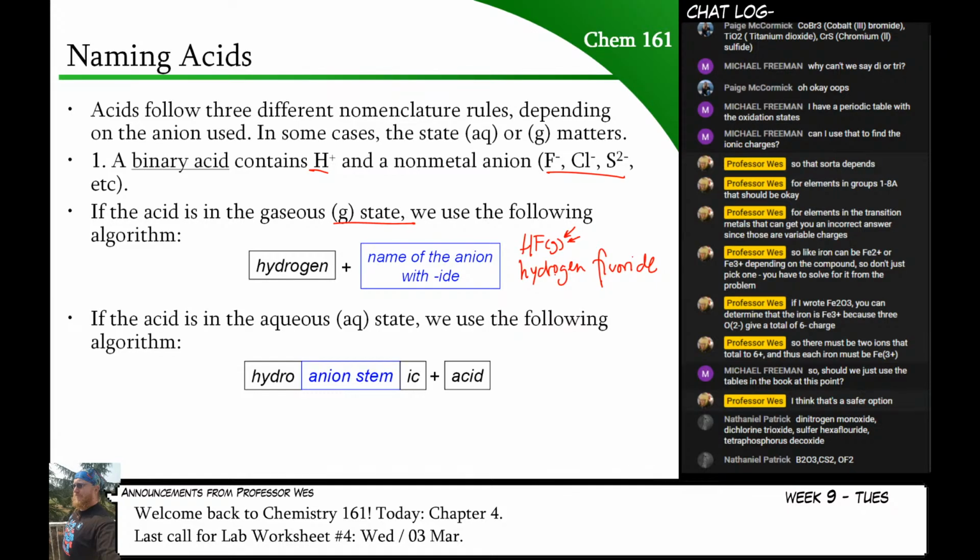Now, if it's aqueous, we do a different rule. So if I did HF as aqueous, we would write hydro, and then all one word, whatever the stem of this is. So fluoride, the stem would be fluor. And then I write ic acid.